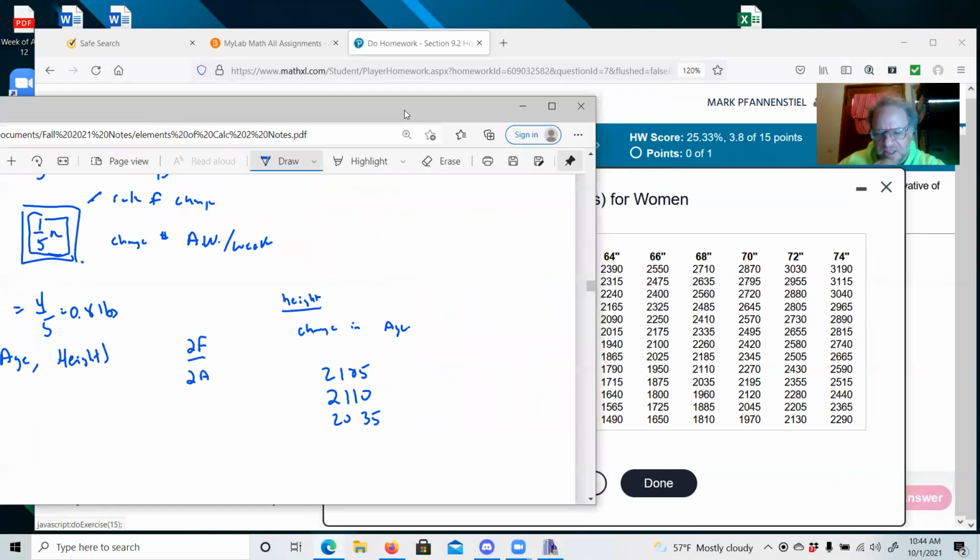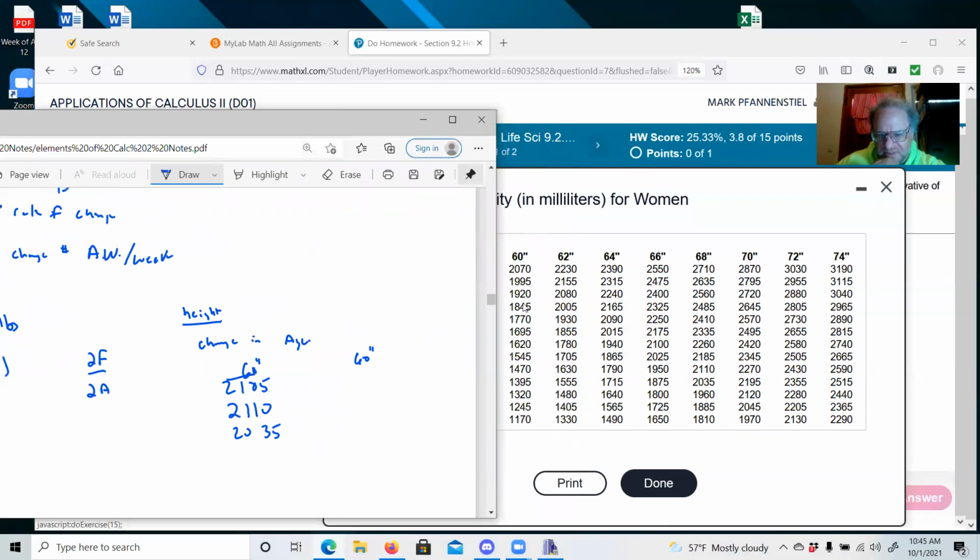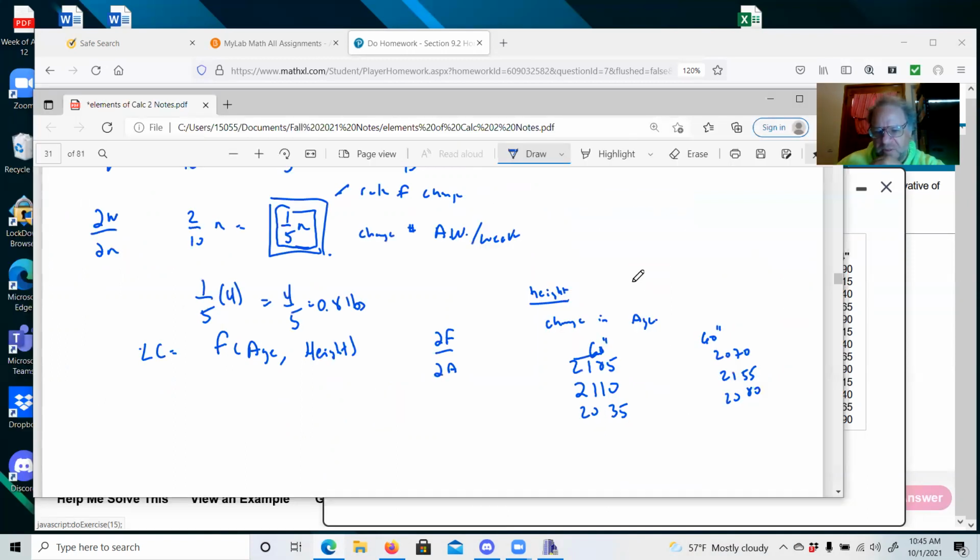So this was 68 inches. I just want to check to see what's going to happen. Let's look at 60 inches. All right, so 60 inches, and let's pick these three here: 2070, 2155, 2080. So all we're doing is we're looking at a rate of change.